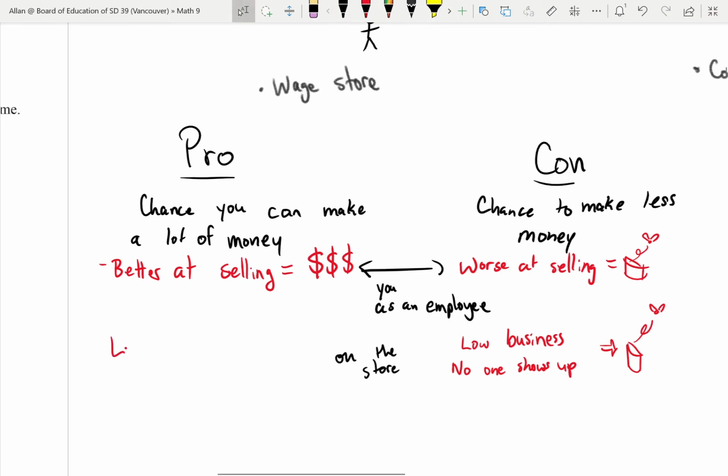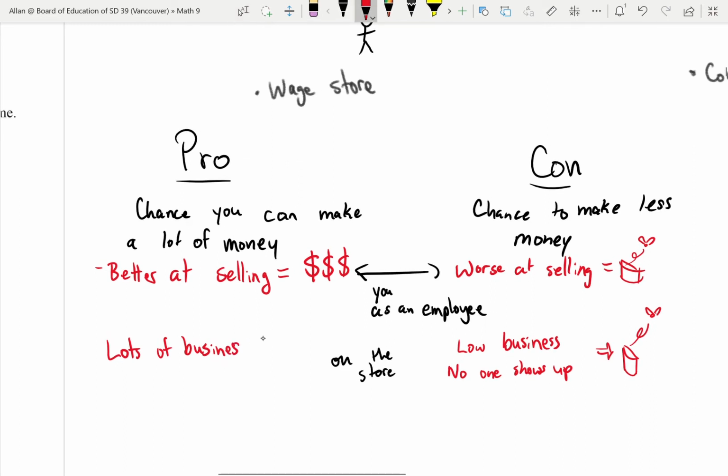Conversely, if there's lots of business, then you don't necessarily have to be as good at selling things, because there's still going to be a good chance that you're going to make a sale. If lots of people are coming into the store, someone's going to buy from you.